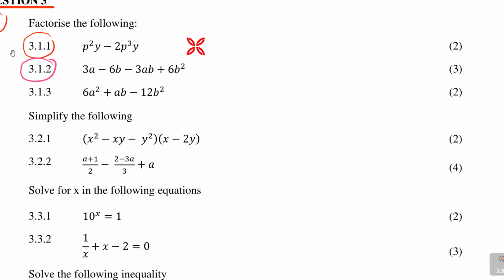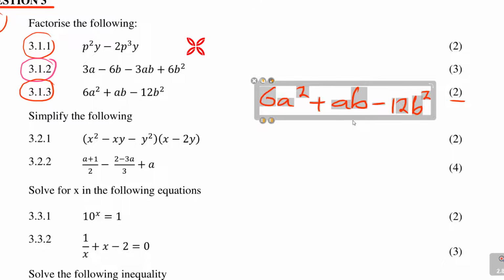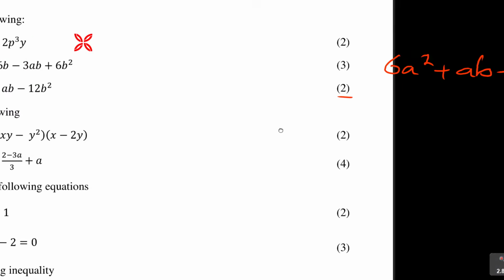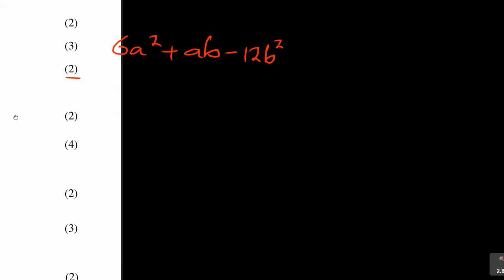Now look at the other one. I'm looking at this one here. It's 2 marks. Actually, it needs a little bit of work. I don't know why they made it 2 marks. It's a product sum, which is 6a squared plus ab minus 12b squared. They want you to factorize this. It's just 2 marks, but in other areas you discover that it got good marks, so they want you to factorize that. So how do you factorize this?